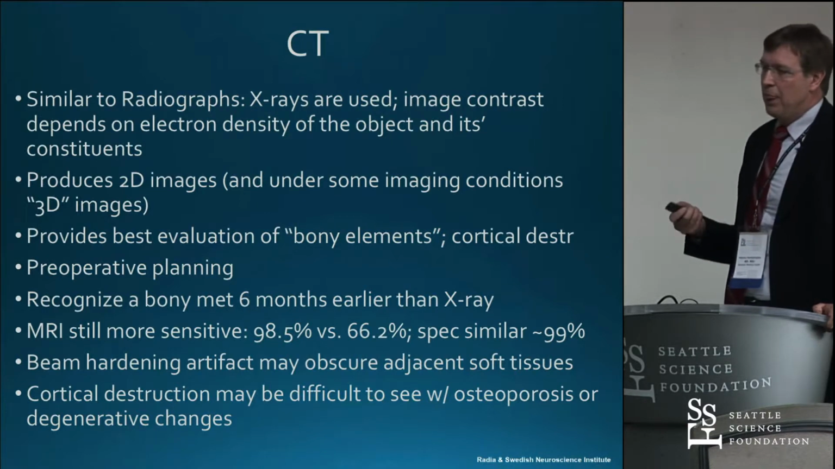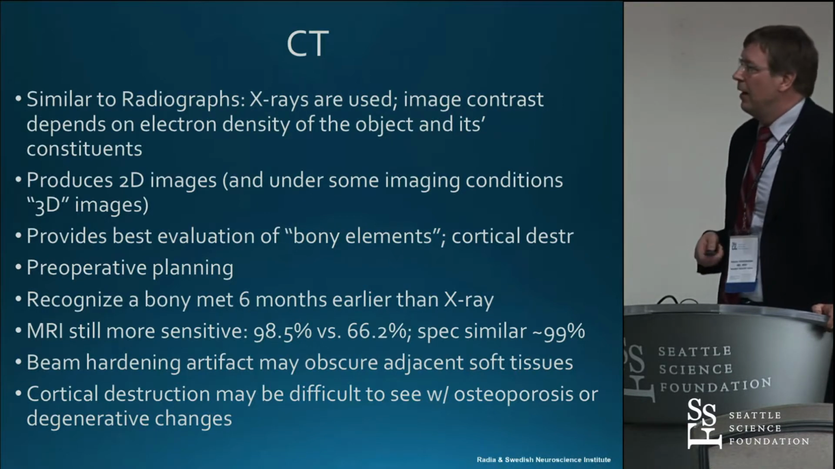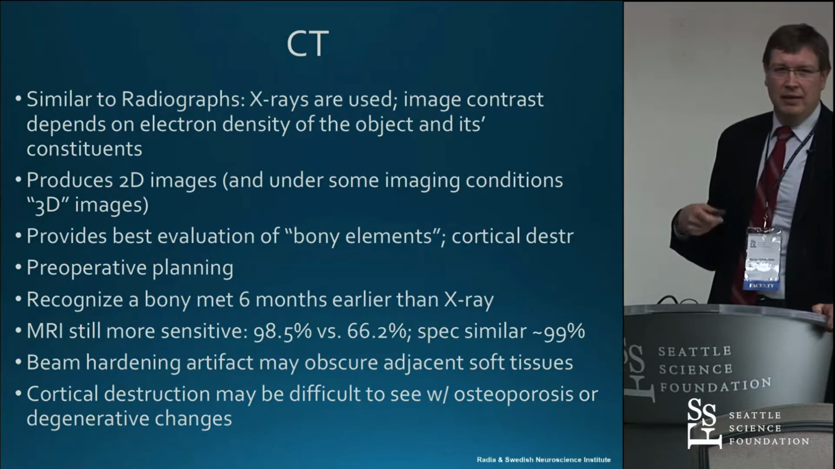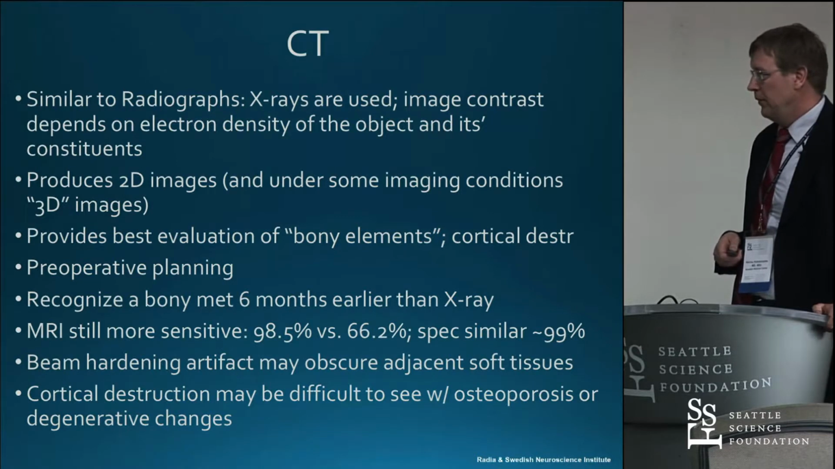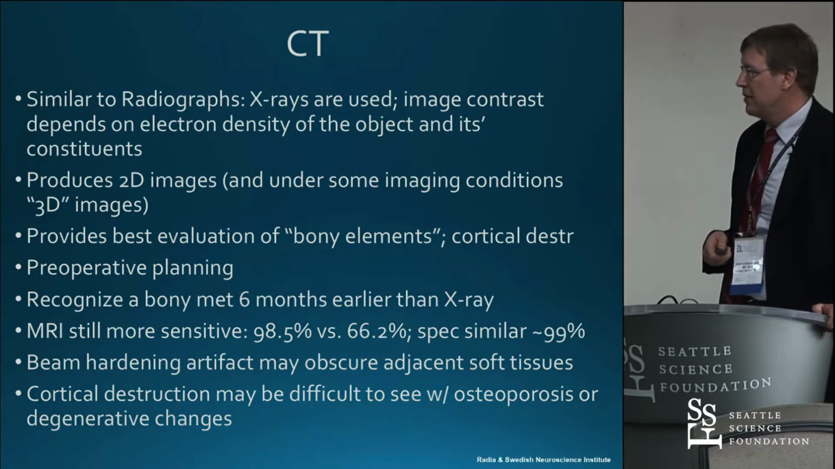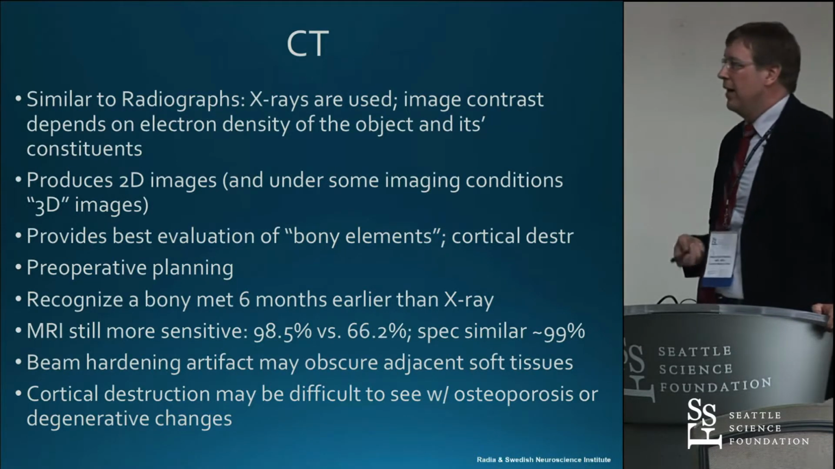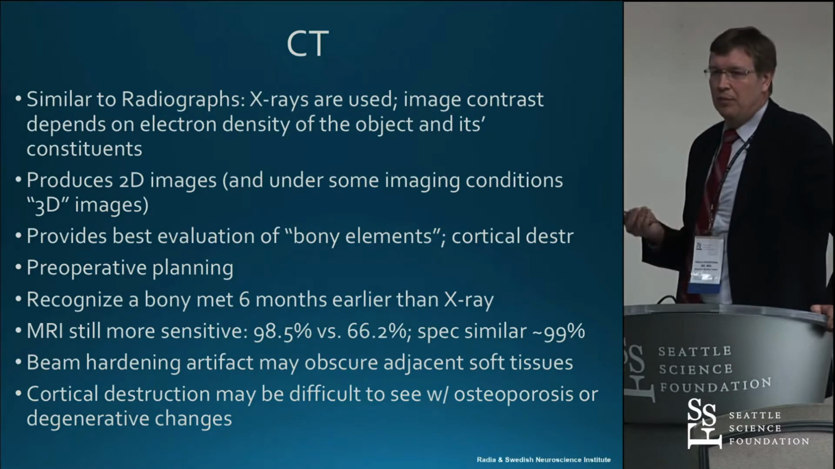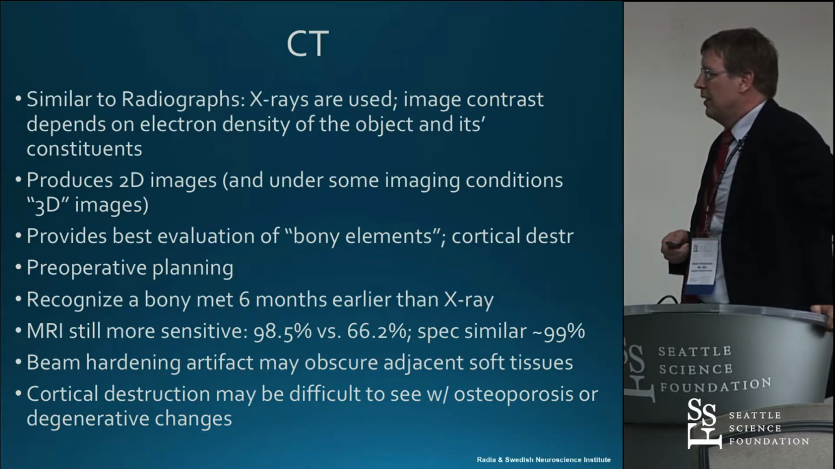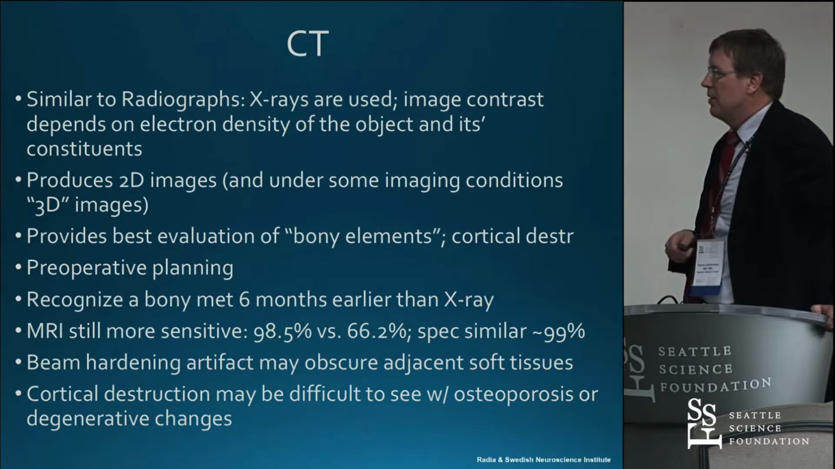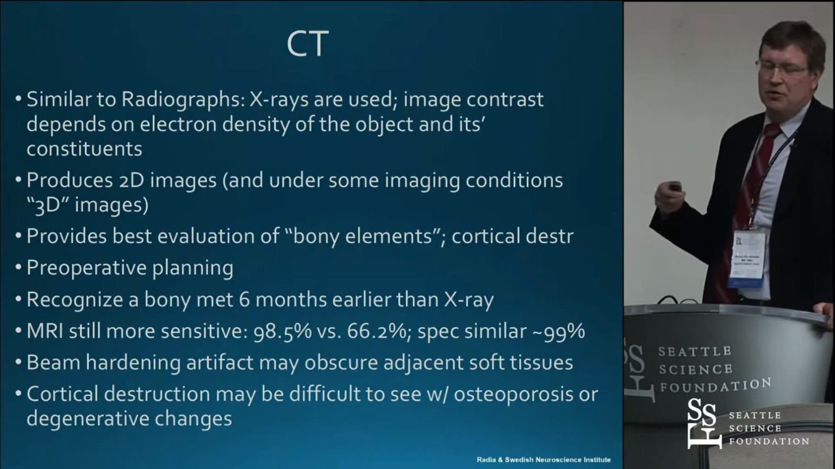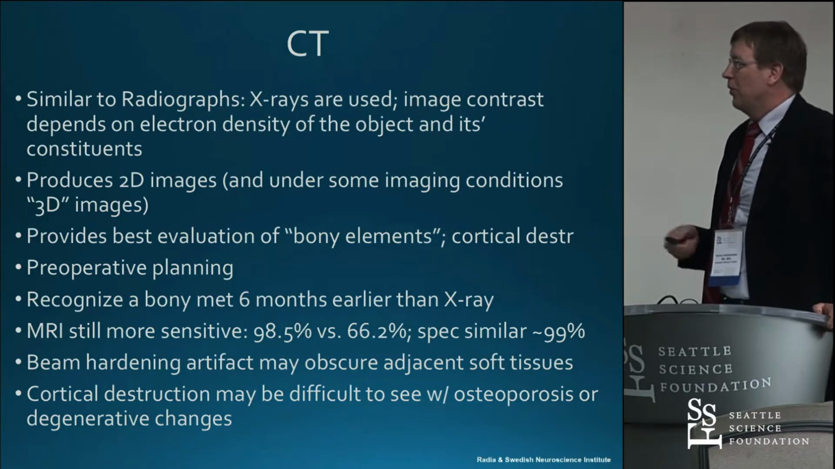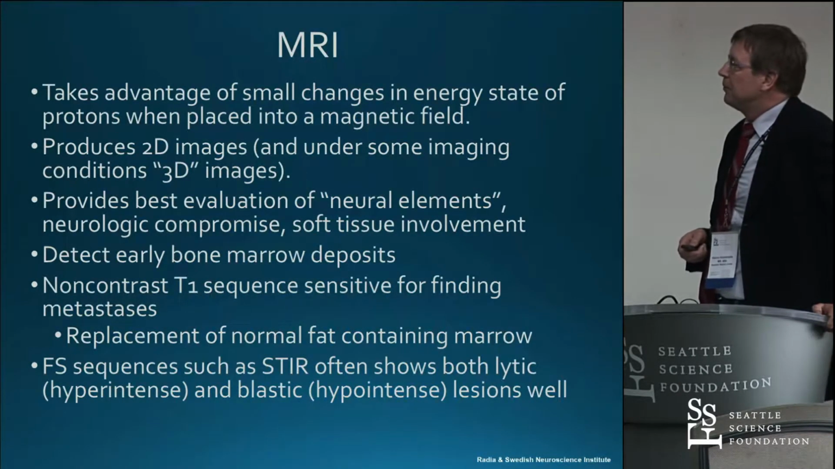In general, compared to an X-ray, we would see a bony met on a CT likely as much as 6 months earlier. MRI, of course, is still a more sensitive study, in the high 90s versus the mid to upper 60s for a CT. Specificities are similar. CT has some artifacts it suffers from. Now, if a patient has osteoporosis or degenerative change, cortical destruction may be hard to see.